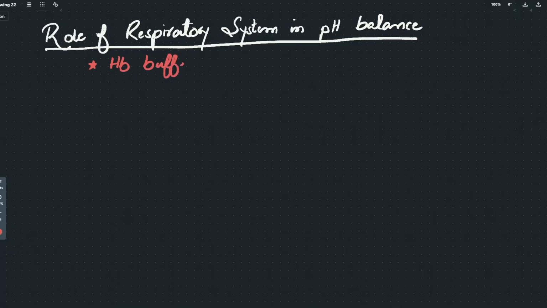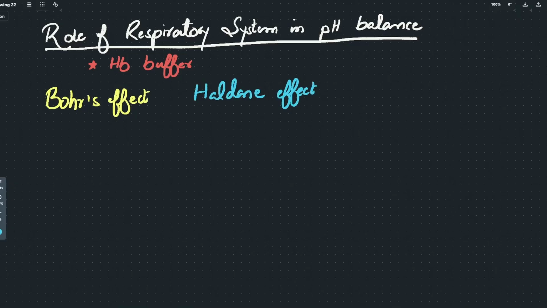Today we will discuss mainly the role of the respiratory system in pH balance, but along with that we will also discuss briefly the hemoglobin buffer system. I have discussed the hemoglobin buffer system in another video as well, but today we will dig a bit deeper into it. And along with that, a very important concept that must be discussed today is Bohr's effect. There is something related with it, that is the Haldane effect, and yet another thing related with it, called the chloride shift.